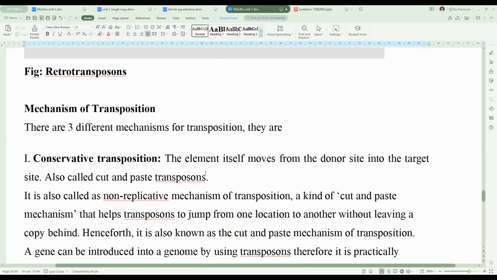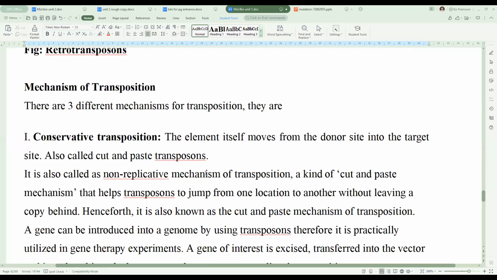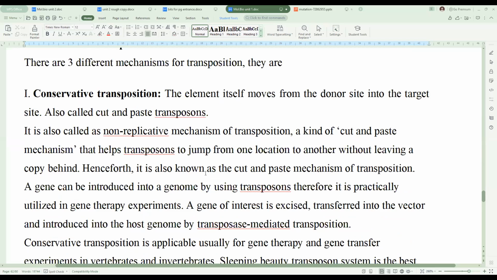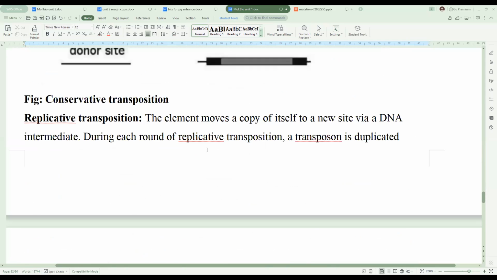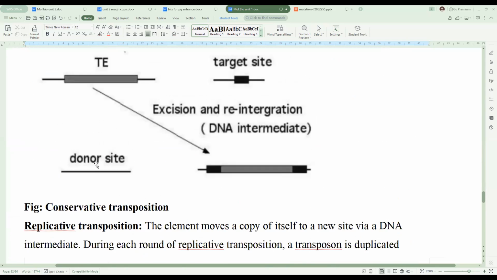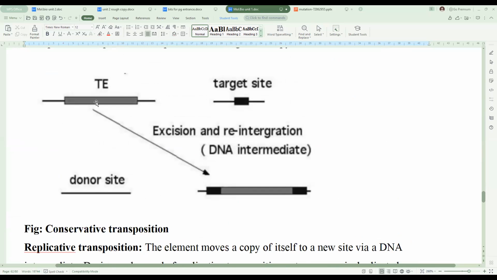Next, we are going to study the mechanism of transposition, how they are moving. Just now we have seen: this is the transposon and this is the target site. This transposon will cut out and go and sit in this target site. And at the donor site the transposon is missing; this is the normal sequence, right?